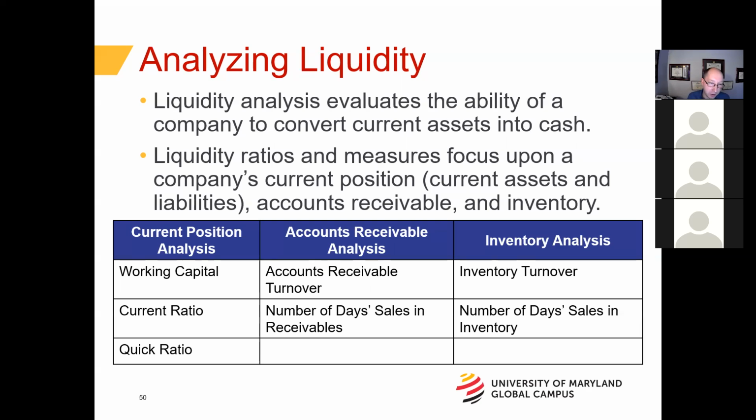Current position analysis ratios tell me where the company currently is in terms of relevant liquidity. We call these current ratios, if you will. What they do is tell us the current position of the company, the company's current financial health. We also look at things like accounts receivable ratios.